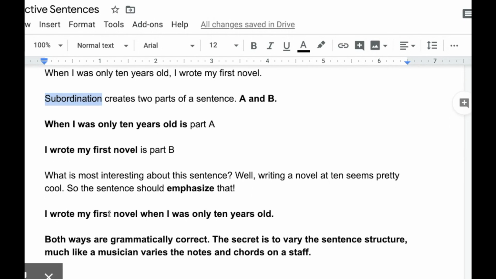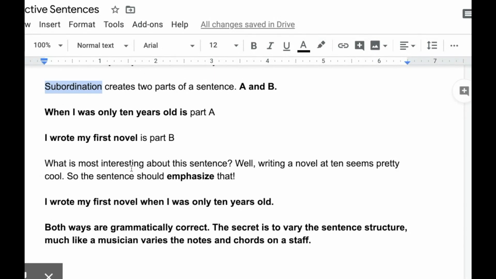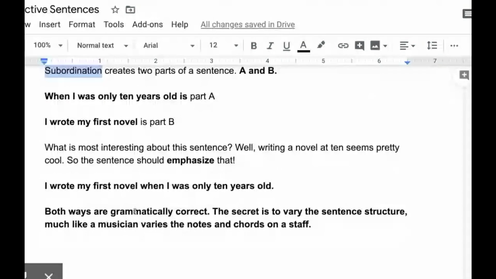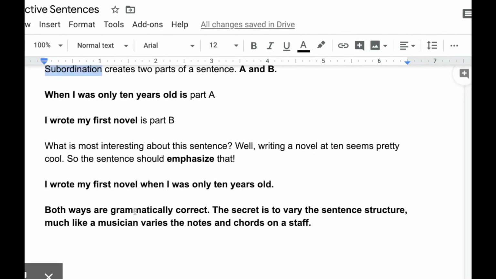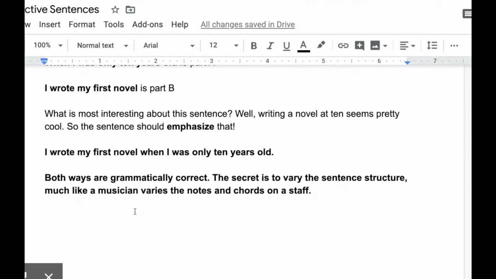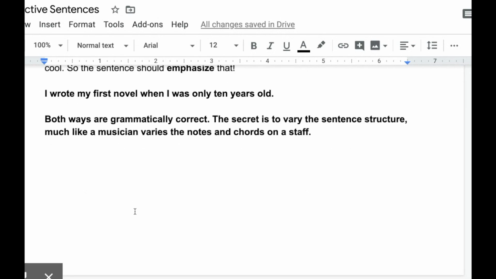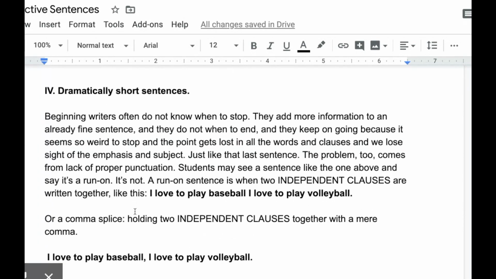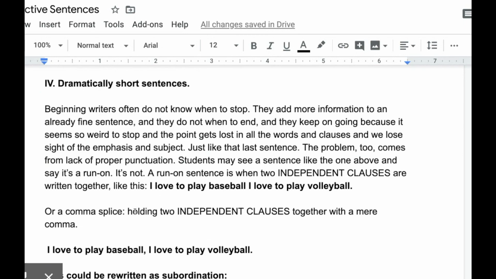I wrote my first novel when I was only 10 years old. Both ways are grammatically correct. The secret is to vary the sentence structure. Like a musician that varies the notes and chords on the staff, you just don't play middle C all the time. Oftentimes, students pick a sentence structure that they're comfortable with, and they stick to it. And man, it is trouble reading that thing. All right, especially if you keep writing with coordinated conjunctions at the beginning of your sentence, which we'll get to in another lesson. All right, let's take a look at number four, right?